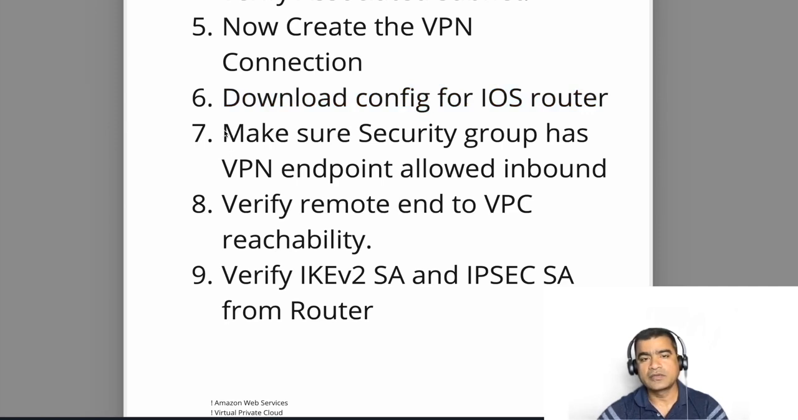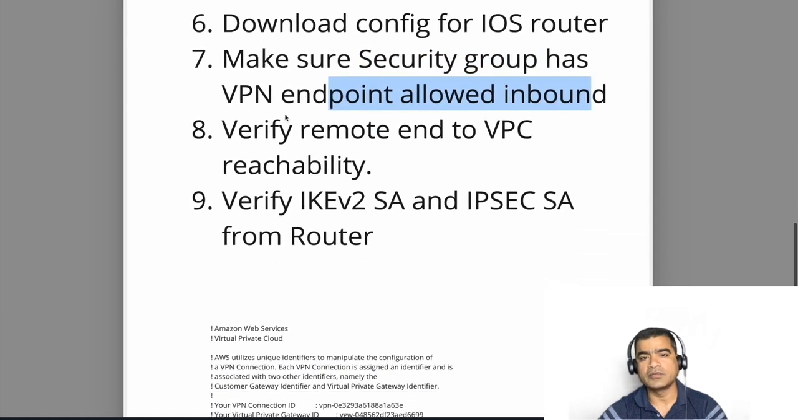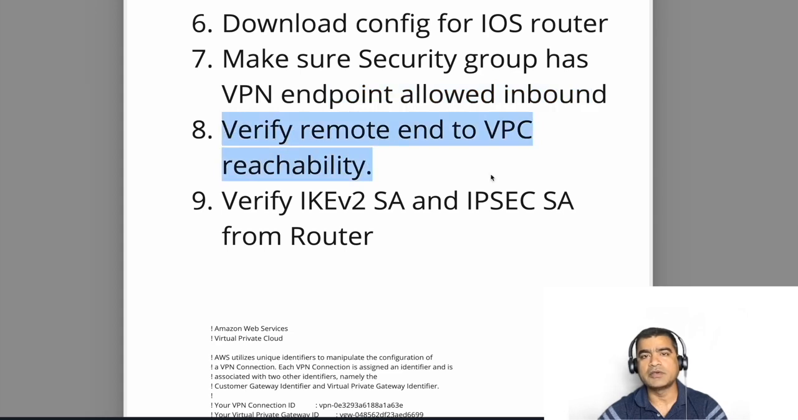However, as you know, AWS has this security group concept. That means it's like a host level firewall. So even if you have the connection, you may not be able to talk to AWS servers. So you have to make sure that security inbound rules are edited or modified. Once we have done that, we are going to go ahead and verify remote end VPC reachability. That means my on-prem server should be able to reach my cloud VPC resources.